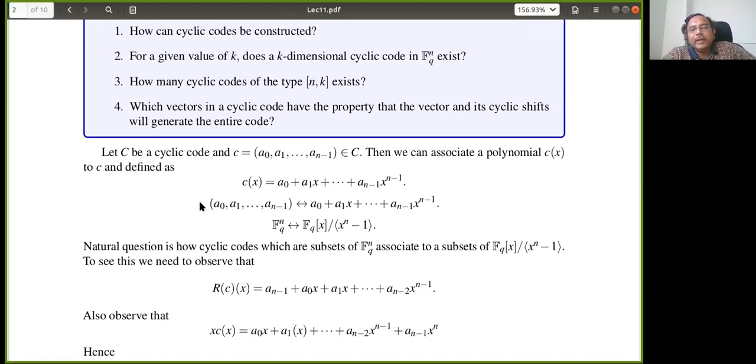I take a polynomial of degree n minus 1, then I can associate some n-tuple. No need to worry about cyclic code and all. Just concentrate that if I give you a polynomial of degree n minus 1 with coefficients from F_q, then between n-tuples and polynomials of degree n minus 1 there is a one-to-one correspondence. You know that, right? So that is actually F_q^n. I'm associating F_q[x] quotiented by the ideal generated by x^n minus 1.